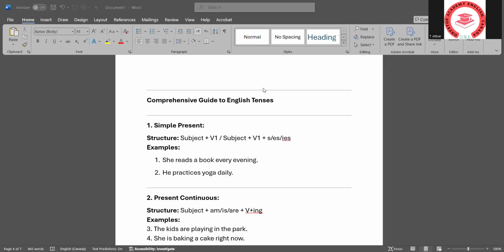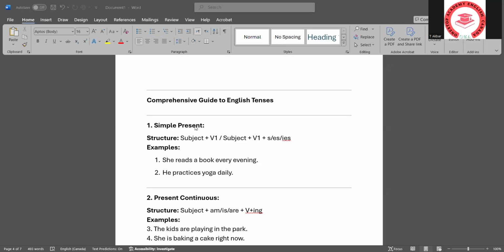Here is a brief and comprehensive guide to English tenses. I have summarized all the tenses. I will tell you the structure or the form of the tense, some example sentences, and you can write your sentences in comment and I will correct them for you.